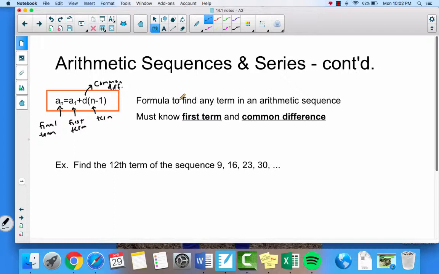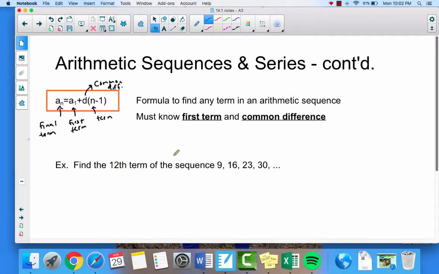It could be the 5th term. It could also be the 210th term. And this is going to save you a lot of time rather than using your calculator, adding and adding and adding over and over again. So in order to use this formula, you have to know the first term and the common difference. So let's look at the example.